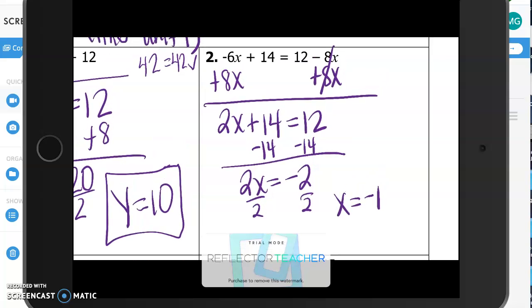When you check your answers, you don't know what it's supposed to equal. So you need to plug negative 1 in here. 6 plus 14 would give me 20. So the left-hand side becomes 20. When I plug negative 1 in here, 12 minus negative 8 is also 20. So you need to plug it into both sides and make sure you come up with the same answer, that they match. That's how you know you solved this equation correctly.